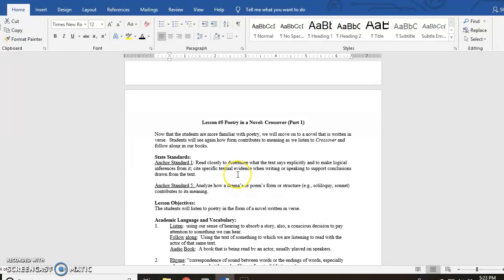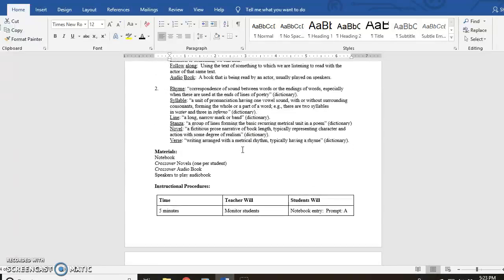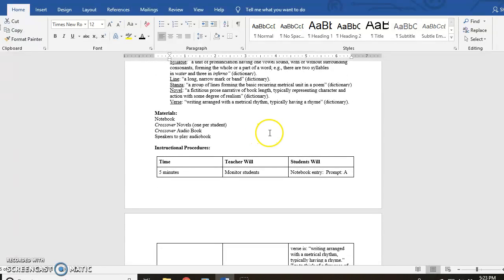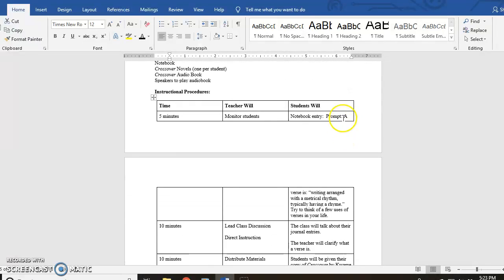So then we're going to switch gears just a little bit, but we're going to stay in poetry, and we are going to begin our crossover. Crossover is a novel, and we're going to have them write in their notebook, and the prompt is, a verse is writing arranged with a metrical rhythm, typically having a rhyme, and try to think of a few uses of verses in your life.